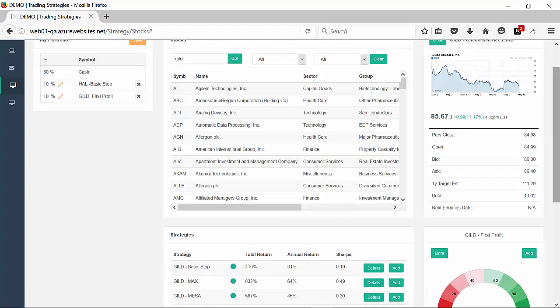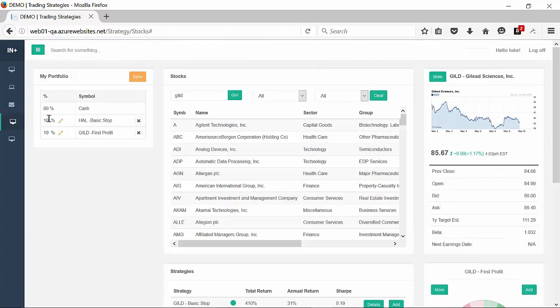And there it is. Now let's say that we want to adjust our portfolio and change the percentage. All you do is click on the little pencil here and change this. Let's say that we want 20% on Halliburton, 10% on Gilead, and we've got 70% in cash. It's very simple. That's how you build a portfolio.